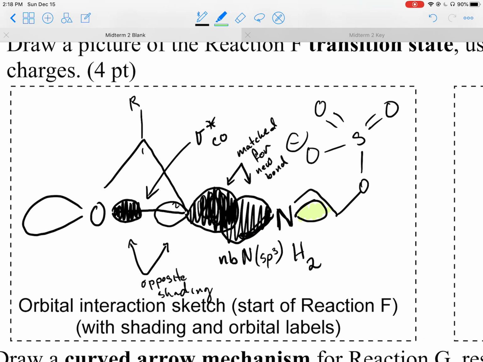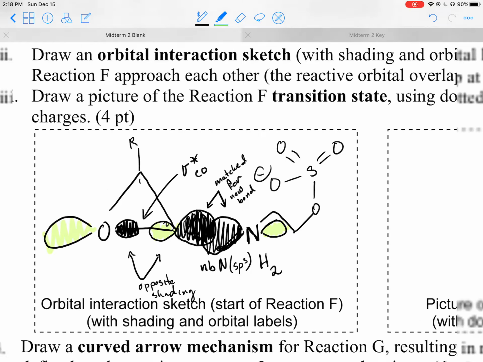We could even shade that in a different color, just to make sure you can see that one side is shaded in each orbital. There's one side that's shaded green and one side that's shaded black, and they should be matched if we're forming a new bond, and they should be oppositely shaded if they are breaking a bond. Okay.